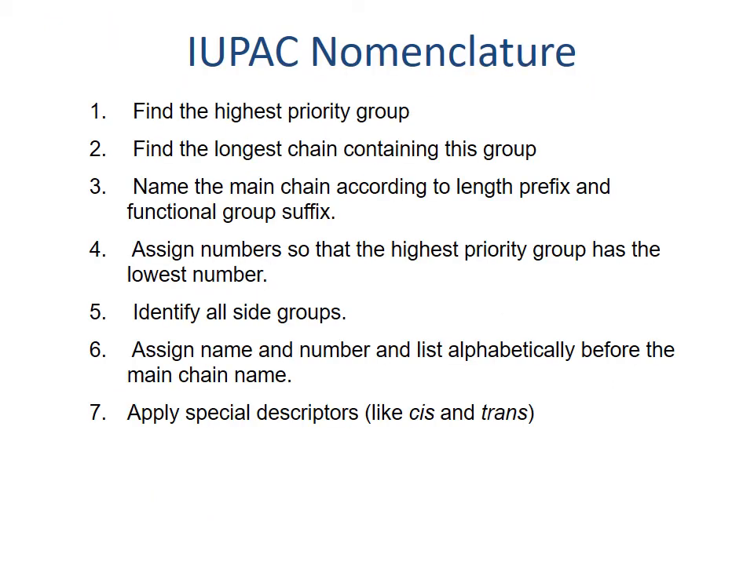As a review, these are the rules for systematic nomenclature under the IUPAC system. In steps 1 through 3, we identify the main chain, the noun part, and in steps 4 through 7, we further describe that main chain based on the side chains that come off of it.